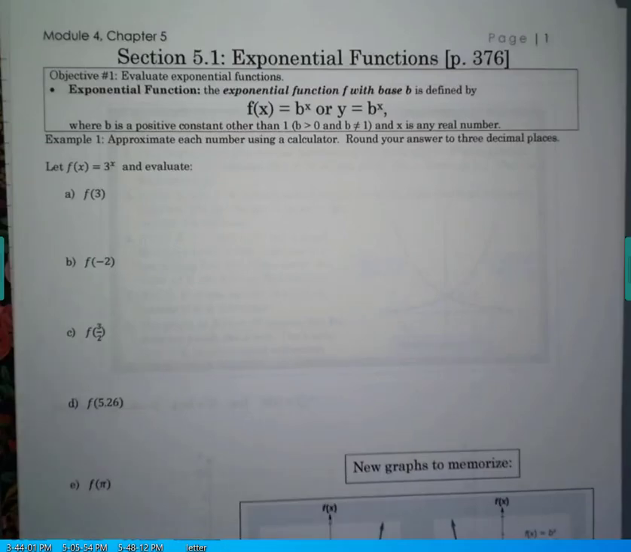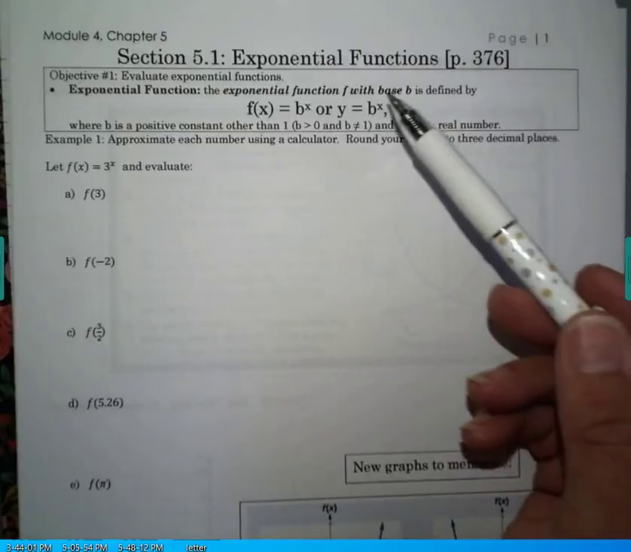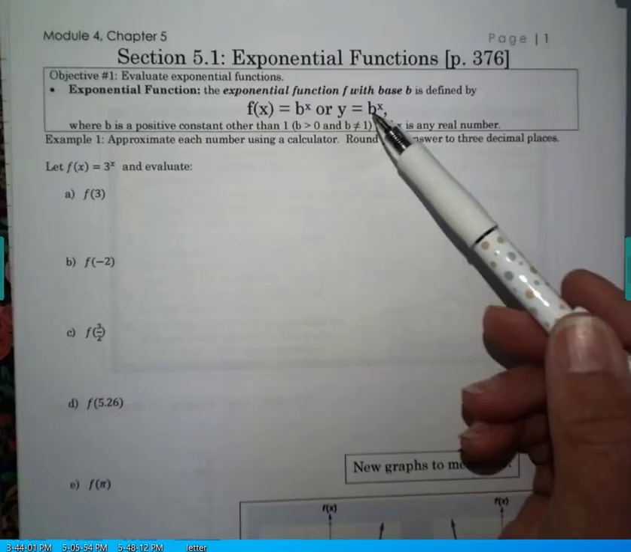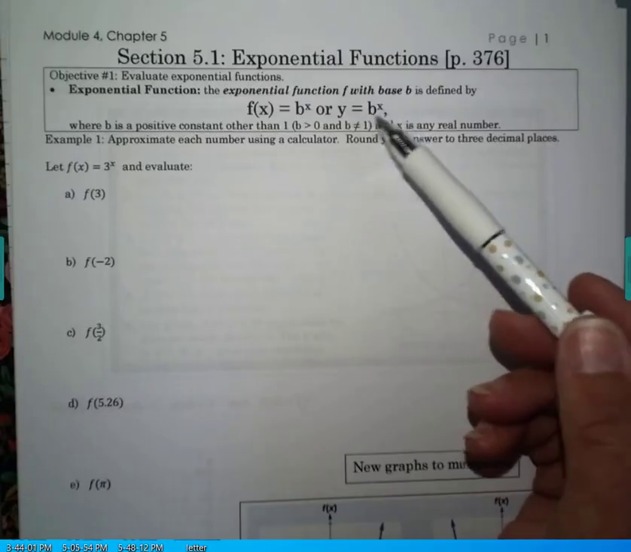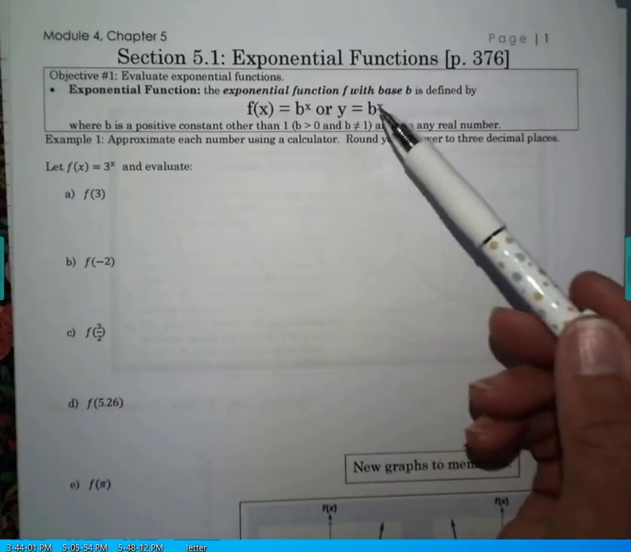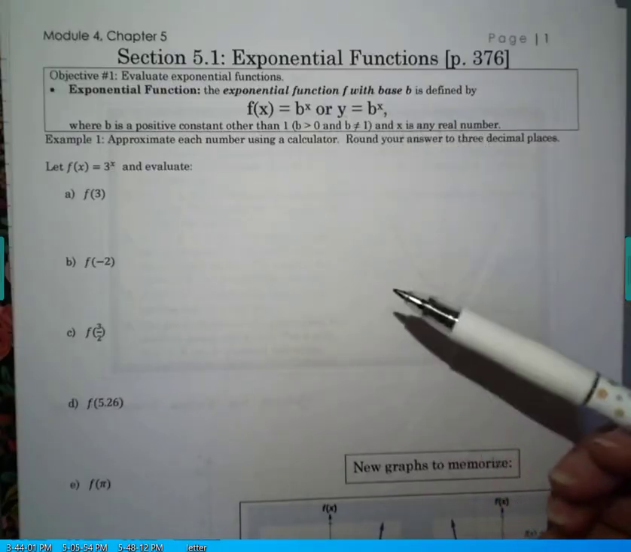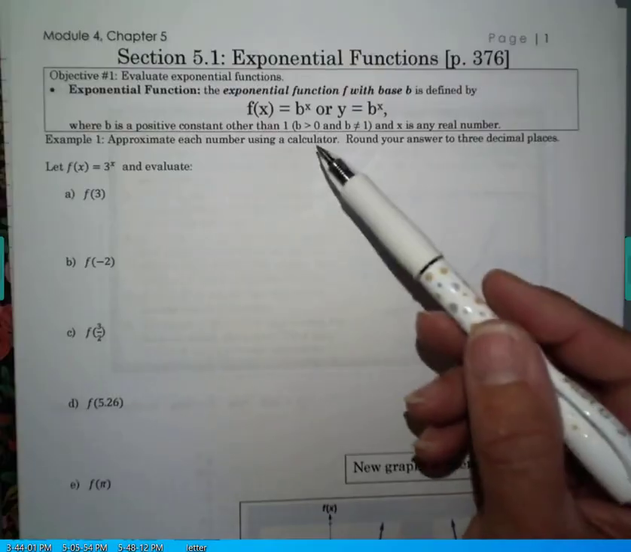In this section, we're going to begin talking about exponential functions. Now, they are functions that have a base or something that is raised to an exponent. We call that base b, and the exponent is the variable. In other words, the unknown value is going to be in the exponent, which makes them interesting to look at.